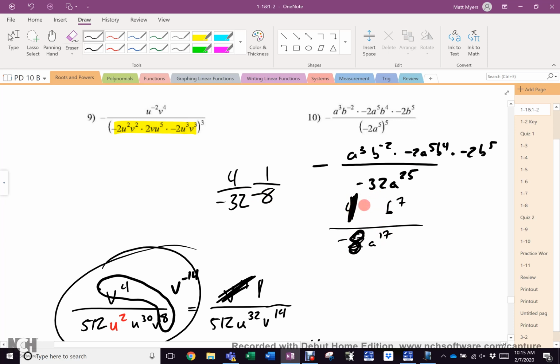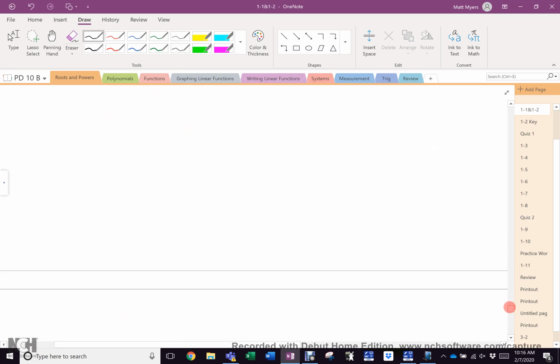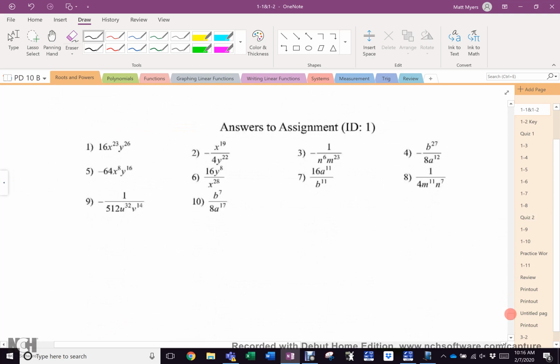Do I write 1 times b? The only time we write 1 in the numerator is when it's the only thing in the numerator. So it gives us b to the 7th over negative 8a to the 17th. Now the answer probably has the negative in the middle, would be my guess. No, it doesn't. It says it's positive.